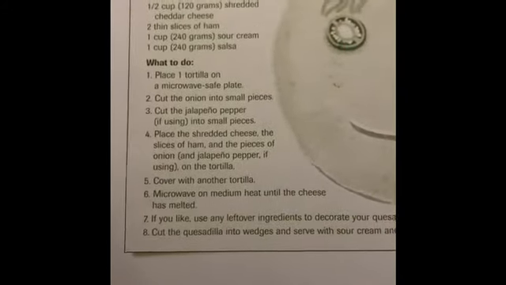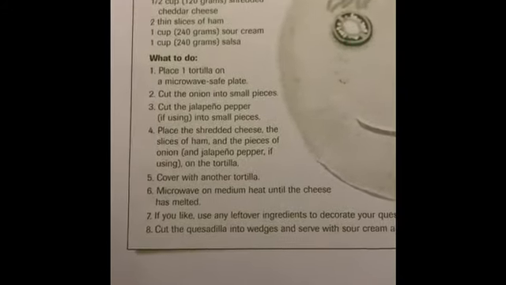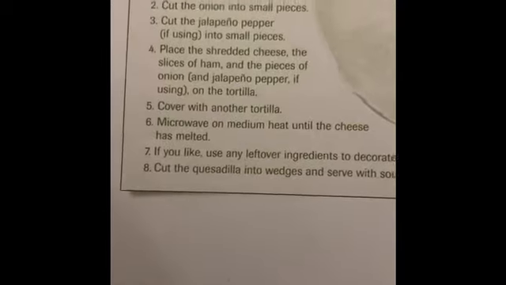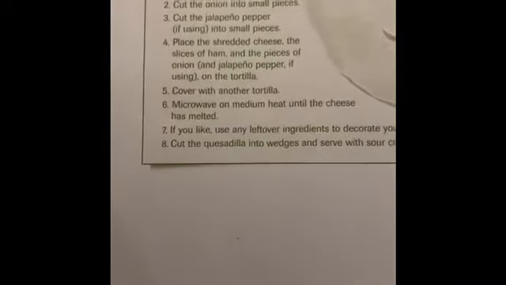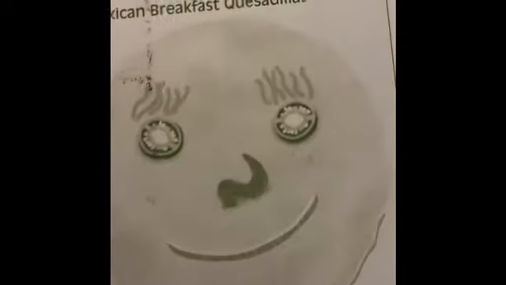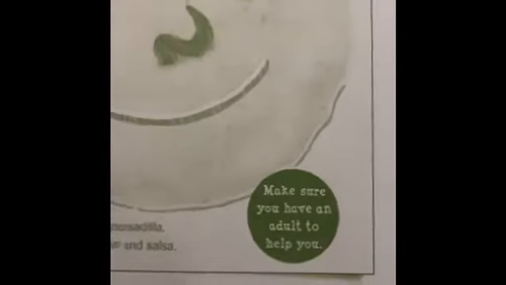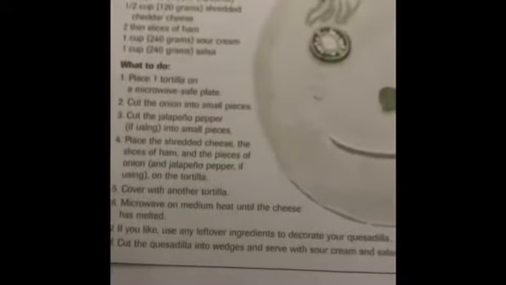6, microwave on medium heat until the cheese has melted. Step 7 says, if you like, use any leftover ingredients to decorate your quesadilla. Cut the quesadilla into wedges and serve with sour cream. And then we can see that they have decorated their quesadilla very cute. And it says, make sure you have an adult to help you, definitely, especially cutting that onion.